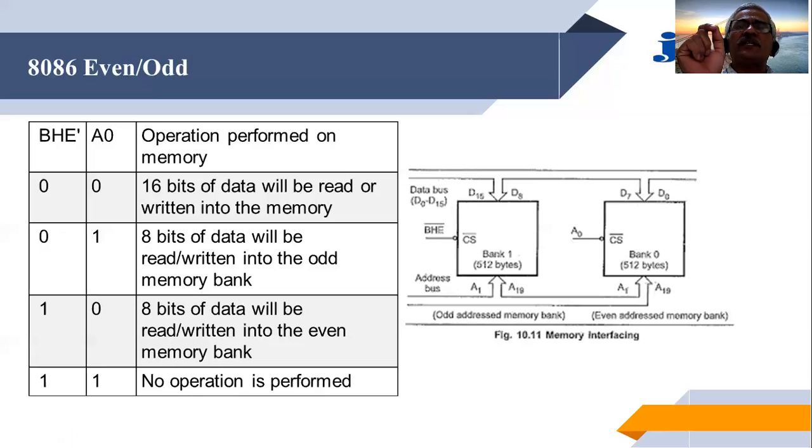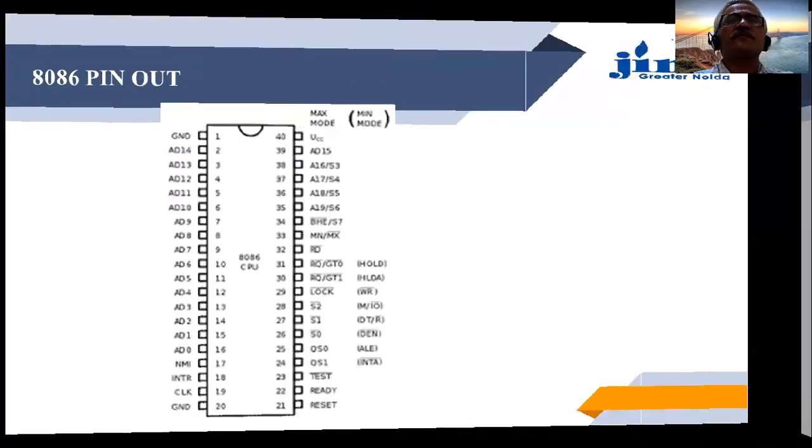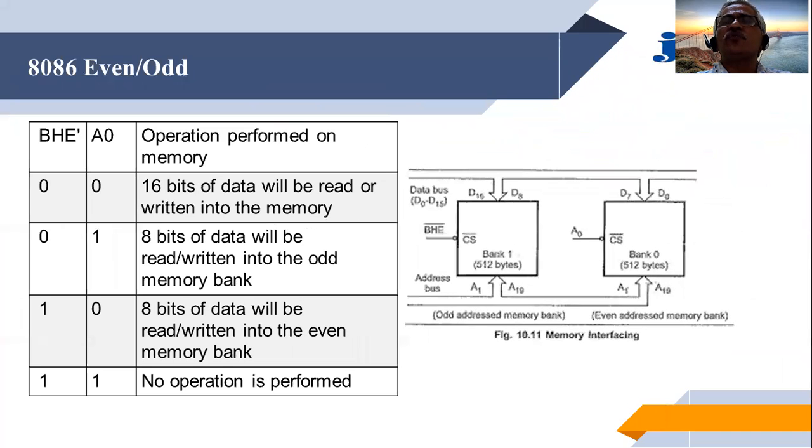So what we have seen is that by organizing the memory into odd and even banks, we are able to access either 8-bit data or 16-bit data directly. There is nothing that we lose by organizing the memory into two banks. The size of the memory remains the same.